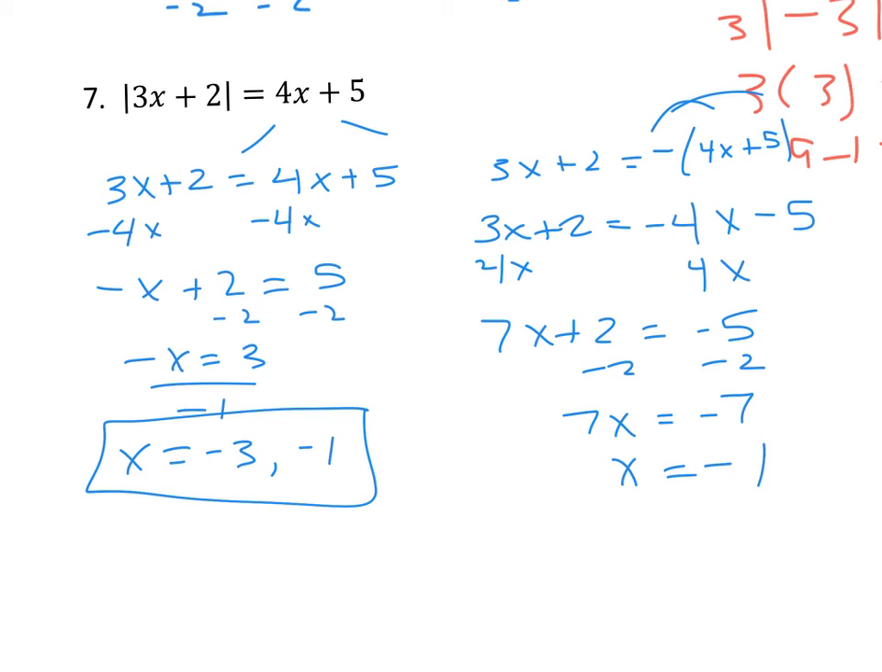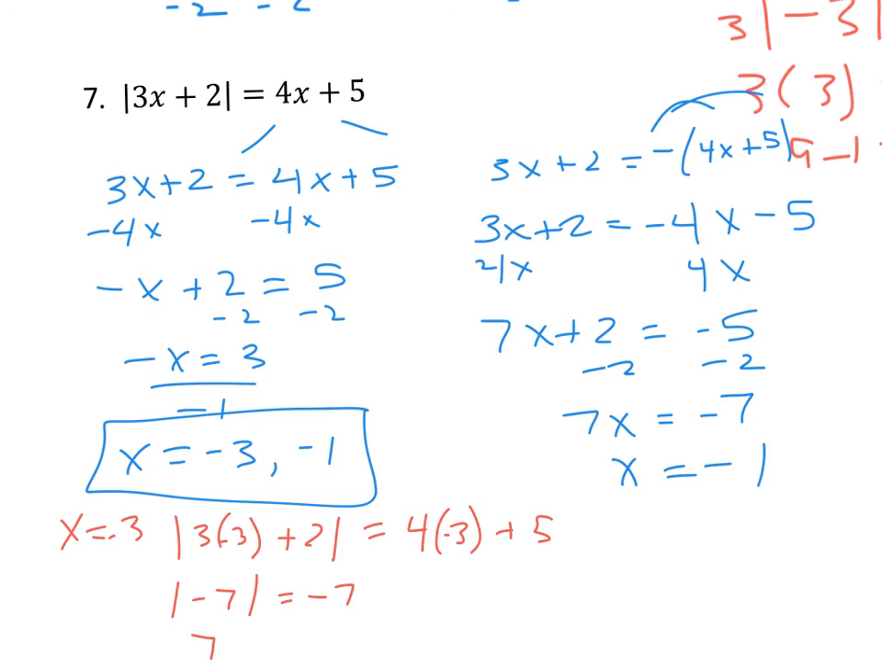I'm going to fill it in and talk through it because it looks like I'm going to run out of room. So if I check x is 3 first, the absolute value of 3 times 3 plus 2, does that equal 4 times 3 plus 5? Oh, it's actually negative 3. Everybody put negative 3 in there. So 3 times negative 3 is negative 9, and negative 9 plus 2 is negative 7, and that equals 7. 4 times negative 3 is negative 12, plus 5 is negative 7. And 7 does not equal negative 7, so negative 3 is not one of my answers.